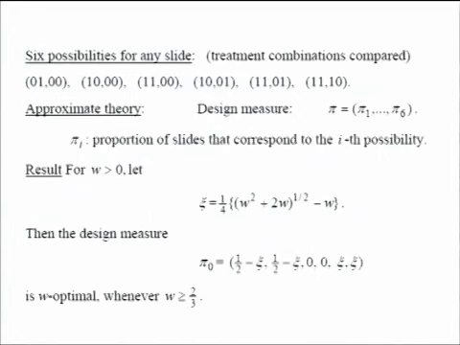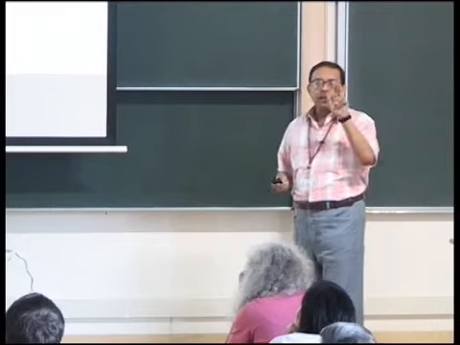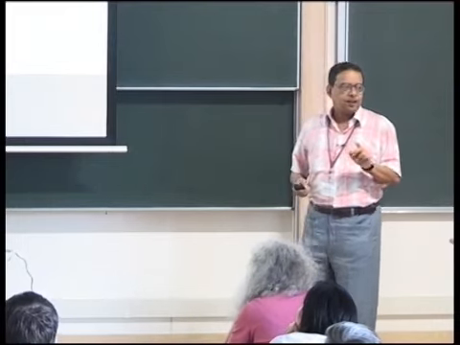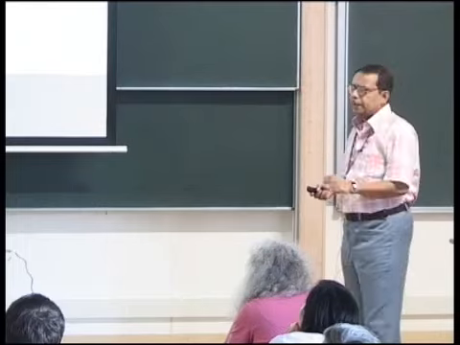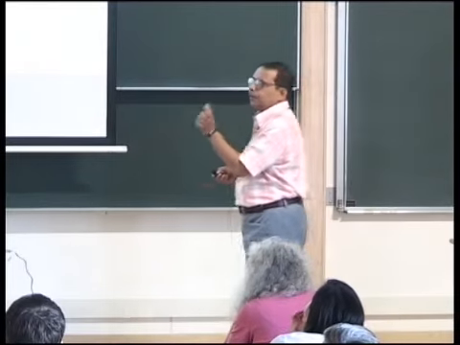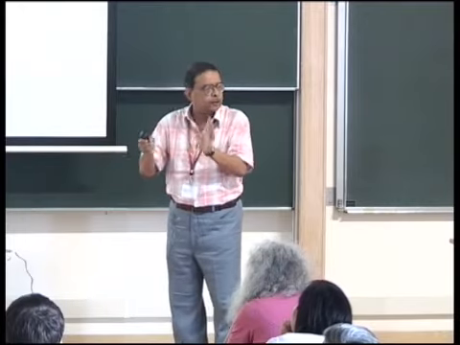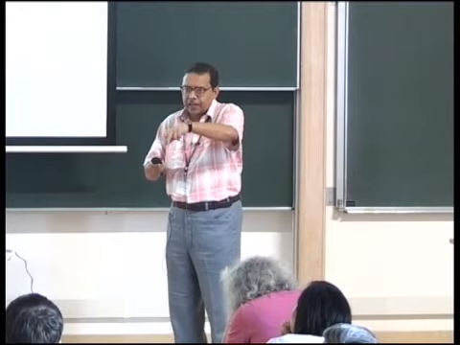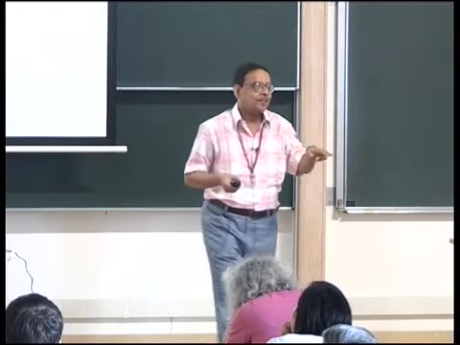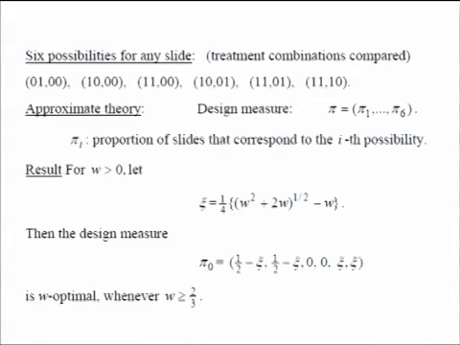Now, for the 2 square that was considered by Glonek and Solomon in full detail, there are 6 possibilities for any slide. If I ignore the dye color bias, 0 1 and 0 0 means a slide where I am comparing 0 1 and 0 0, forgetting about the dye coloring. If I take care of the dye coloring, I will get 12 possibilities instead of 6. Now, we first apply the approximate theory, because the design space here consists of only 6 points.